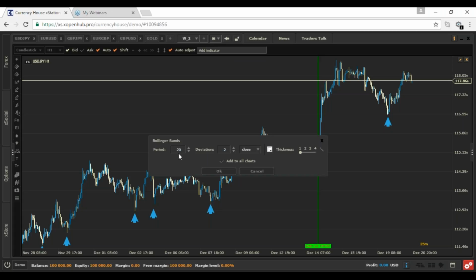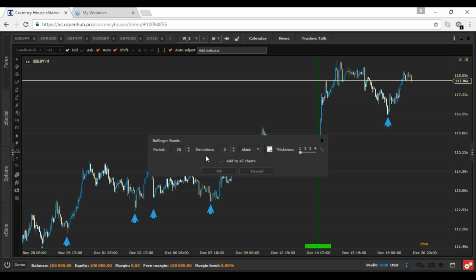So the period is 20. What is the period? It is the period of the simple moving average. And the deviation has to be 2. That's what I recommend to you. I don't want you to get tired with the mathematics and understanding exactly how this indicator works in the sense of calculation, the deviations and all of that stuff. If you want, you can try to Google. You'll find a lot of information about this indicator.